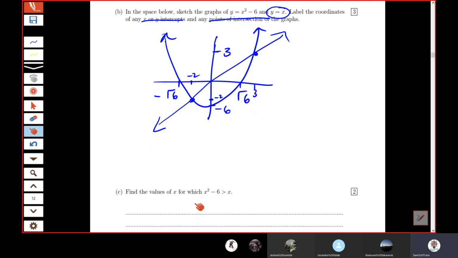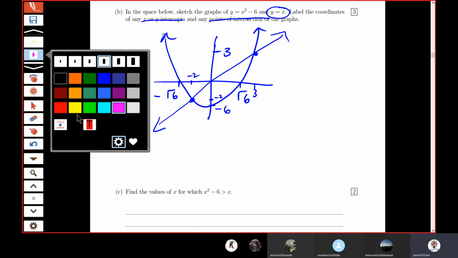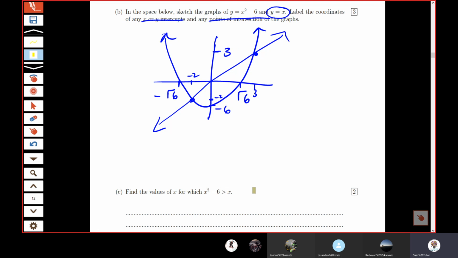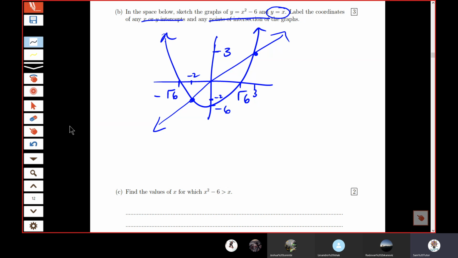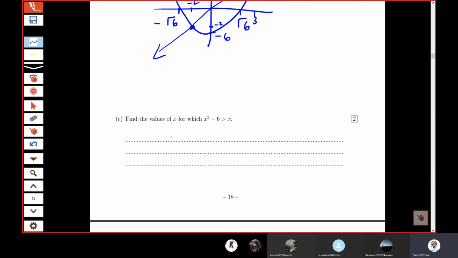Last bit, find the values of x for which the parabola is bigger than your line. When is the parabola bigger than your line? Can someone tell me the answer without actually solving this? Because there is a way of doing it. Let's just make sure we've got a fail-safe method. What's the fail-safe method, Stefan? Yeah, correct. So pretty much make it an equal sign. That's fail-safe. You just worked it out above. I think we said 3 and negative 2.